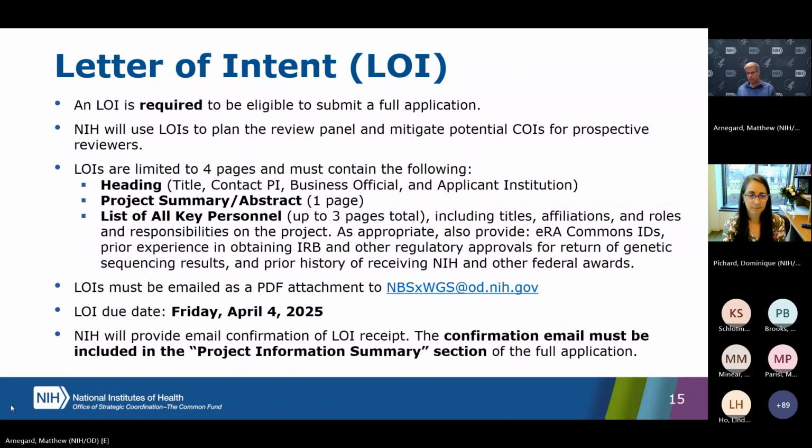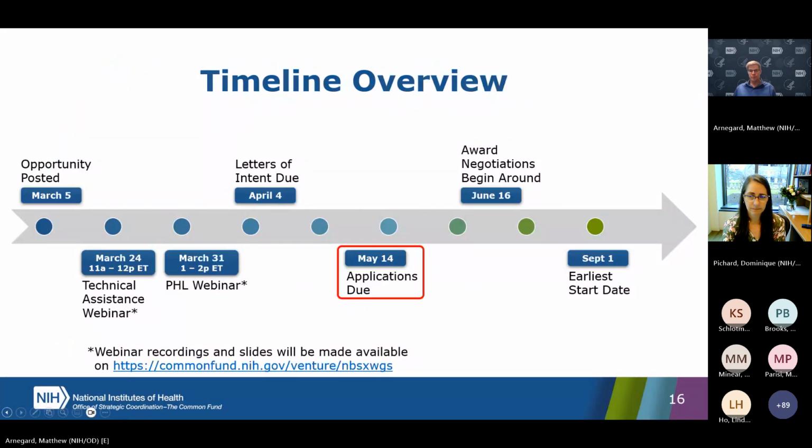Next slide, please. This timeline overview shows the key events and due dates leading up to the earliest possible start date for the award project. One thing I want to highlight is that next Monday, March 31st, we are holding a webinar that's intended for public health laboratories. If you fall into that category and want to attend that webinar tailored to the public health laboratories, there's a registration link on the Common Fund website for this initiative, which is provided at the bottom of this slide. Please email us if you have trouble finding the registration link.